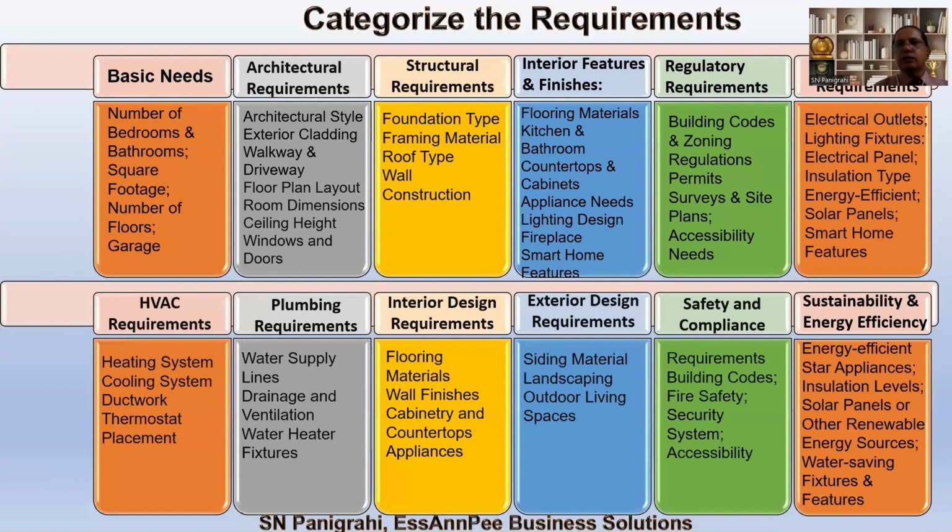Once we categorize all the requirements, like basic needs, architectural requirements, structural requirements, interiors or exteriors, then the plumbing requirements or electrical requirements, or heating, ventilation, and air conditioning requirements, or sustainability requirements, all these different requirements are grouped properly. Then we can start with the planning, that is, scope definition. We have to define the scope. After refining all the requirements from the different perspectives, we have to properly filter down to define the scope.